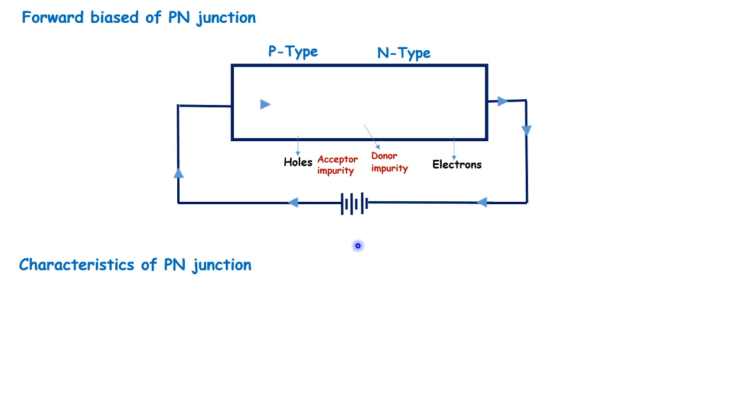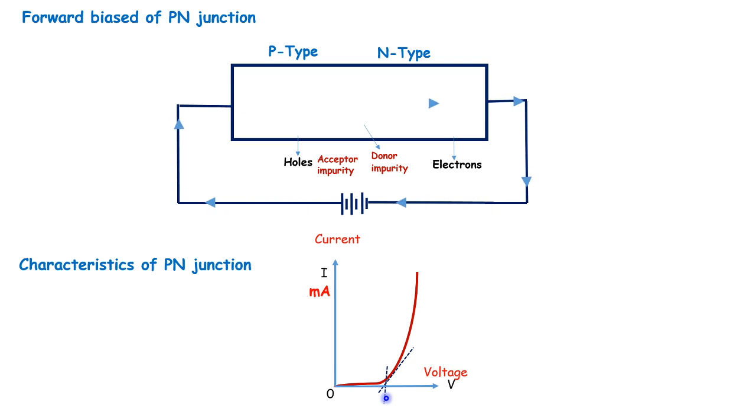If we see the IV characteristics of a PN junction, this is current and this is voltage. In forward bias, as soon as we increase the voltage above the knee voltage, that is the voltage at this point, current increases rapidly while voltage remains constant. This voltage we name the knee voltage, and it is about 0.7 for silicon and 0.3 for germanium.